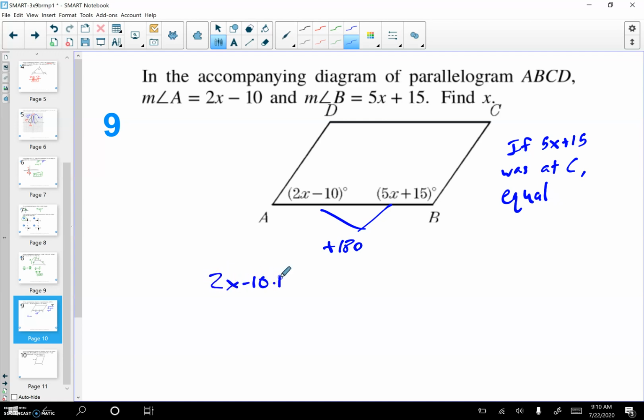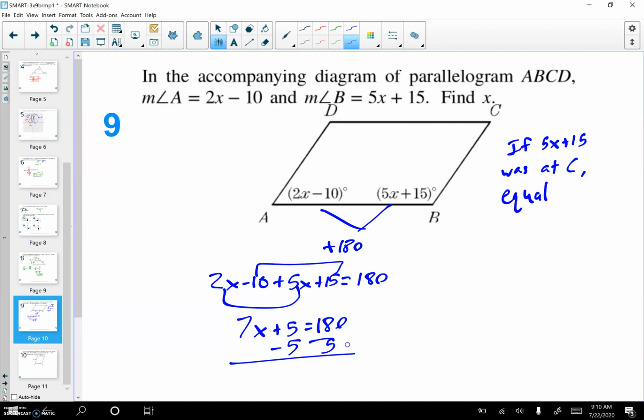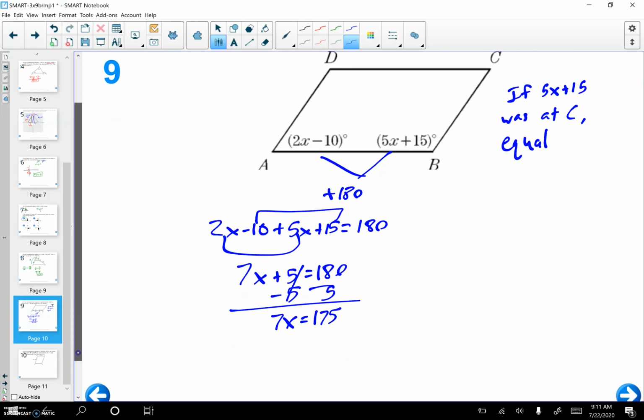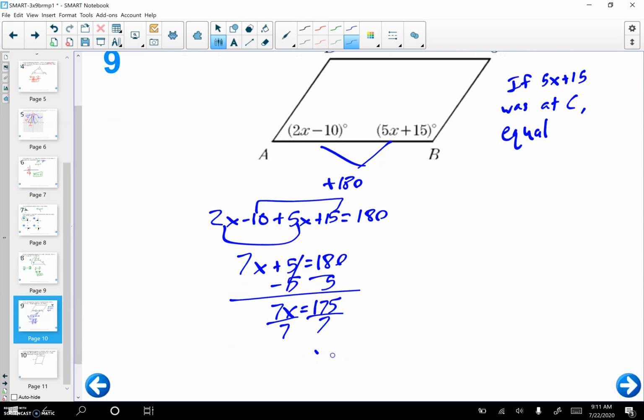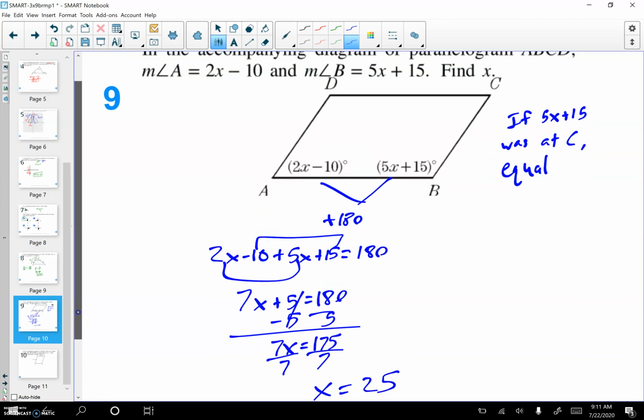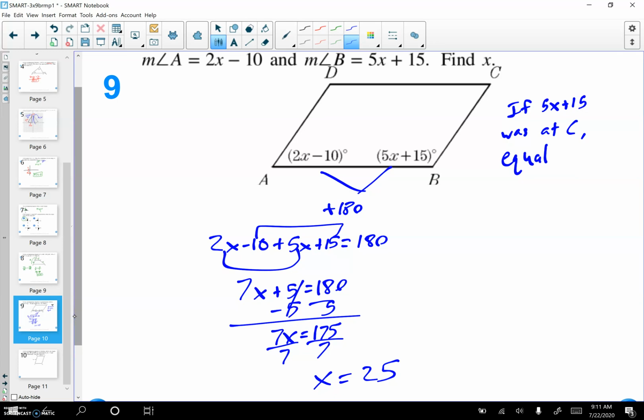So 2x minus 10 plus 5x plus 15 equals 180. 2x and 5x is 7x. Negative 10 and 15 is 5. We will subtract the 5 on both sides. 7x equals 175. Divide both sides by 7, and when we do that, we get that x is 25. All right. So again, because they are next to each other, they add up to 180. If they were across from each other, they would be set equal to each other.